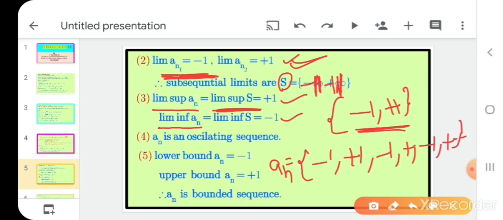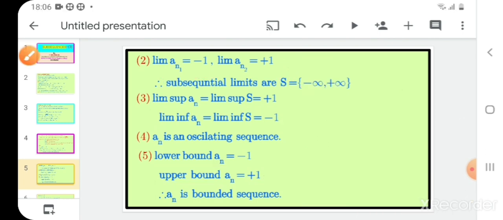And the last one, what do we have to show here? Is the sequence bounded or not? Bounded means the sequence has a lower bound and an upper bound, that means infimum and supremum. What is the infimum here? Minus 1. What is the supremum here? Plus 1. Therefore, the lower bound is minus 1 and the upper bound is plus 1. Therefore, AN is bounded.